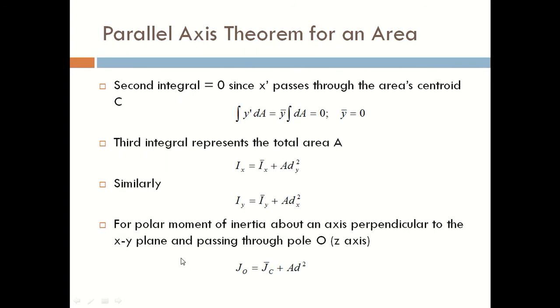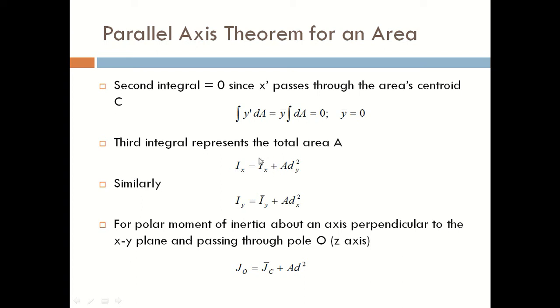Okay, now we will see the y axis second integral. Since x dash passes through the centroid of the area, the integral of y dA is equal to y dash times the integral of dA, which is equal to 0, so y dash is equal to 0. Then the third integral represents the total area A. Similarly, we will find I of x is equal to I dash x.